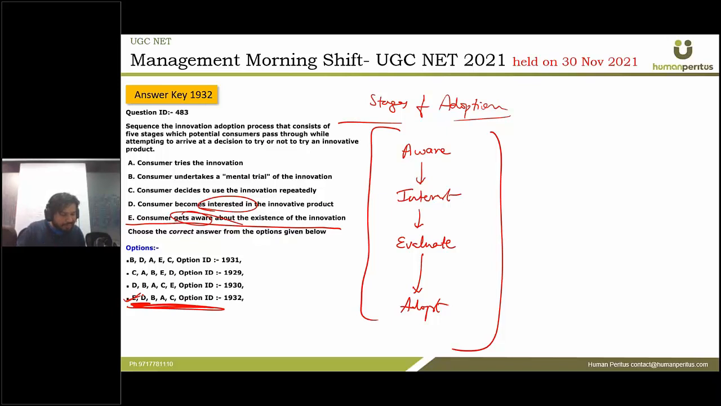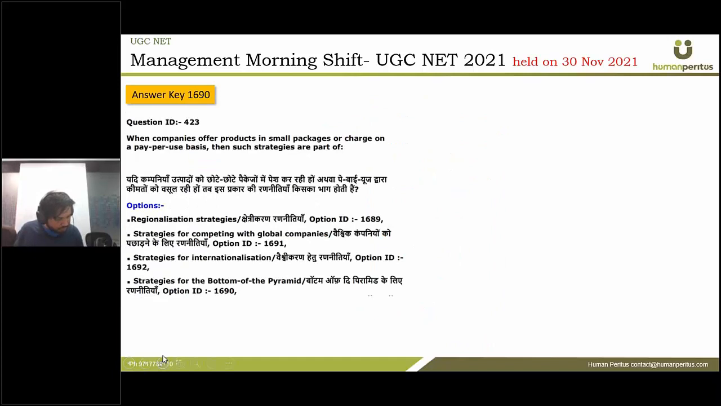Now B also says mental trial, which is evaluation. And then A would say consumer tries innovation. Again, it comes in the evaluation. And then finally, he repeats that pattern, which is adoption. Okay. So the correct answer is 1932. Moving forward to the next question.